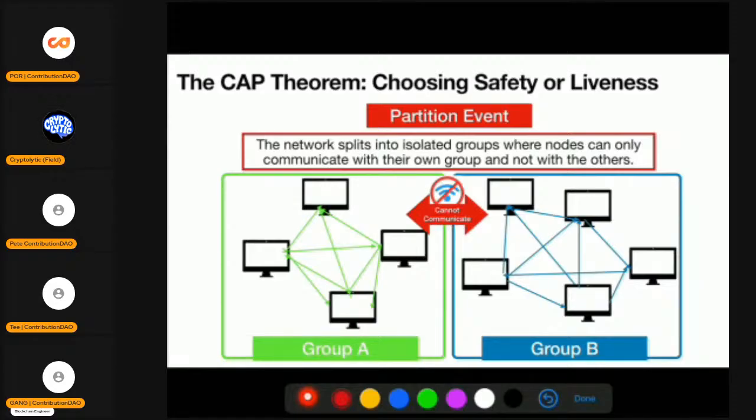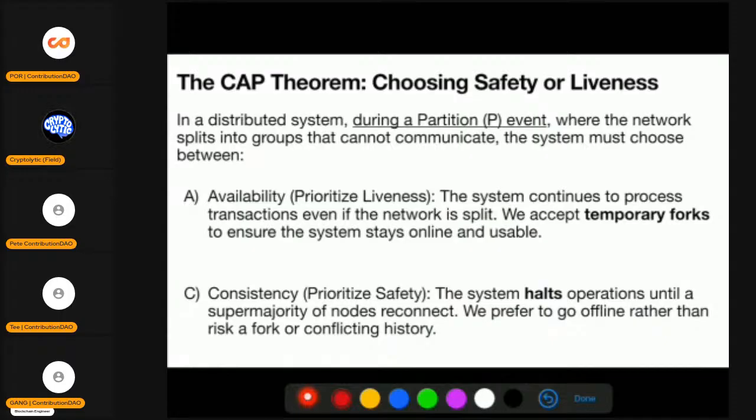When this kind of problem appears, a distributed system like a consensus protocol has to choose between C or A. If it chooses A, availability, or chooses to prioritize liveness, the distributed system will allow a temporary fork. In exchange, the system will be able to stay online and remain usable.